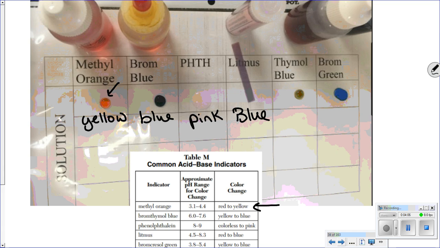I'm going to go with calling this, that's still kind of tough. I might actually, for right now, call this green. We'll talk about that in a minute. My bromocresol green is for sure a nice blue color.